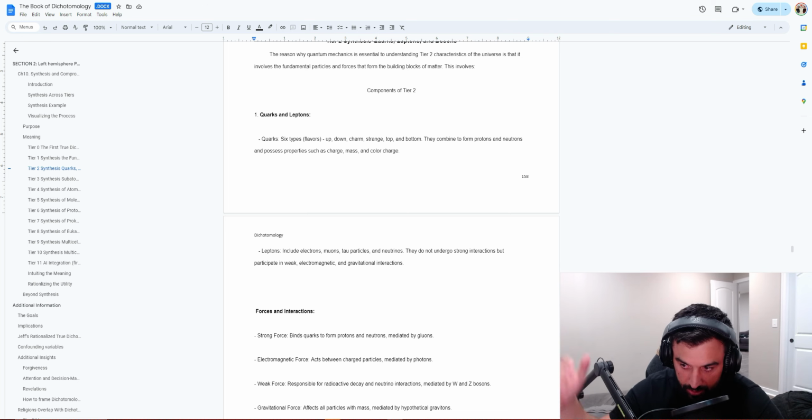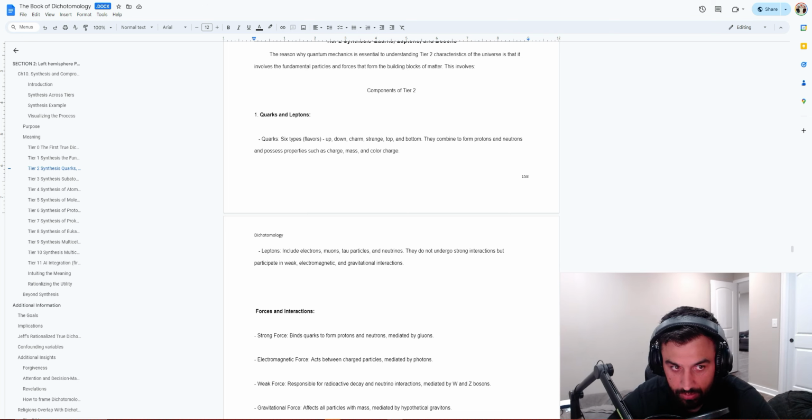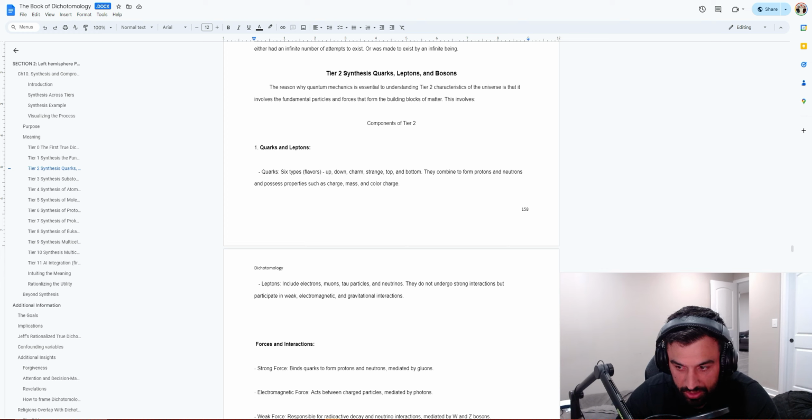So we're going through tiers as we go through the universe. When it comes to quarks, they are the fundamental first mass. Quarks and leptons are the first things with mass. They're the first matter in the universe. So the components of tier 2 are quarks, leptons, and bosons. There's really 3 fundamental particles or distinct things that are created as a result of the nascent universe coming into existence. And the quarks come in 6 types or flavors: up, down, charm, strange, top, and bottom.